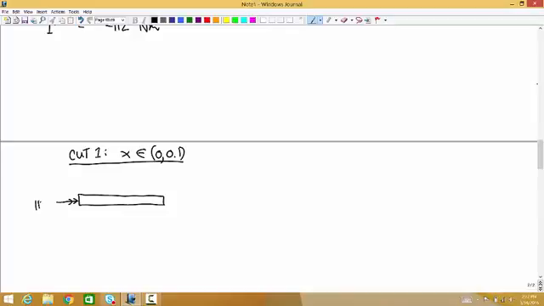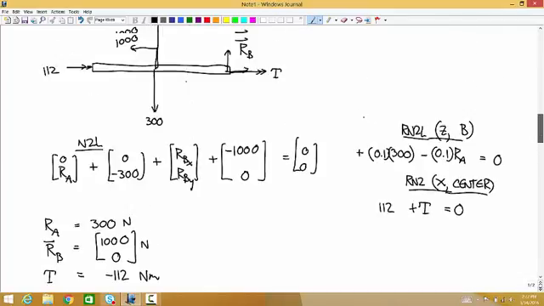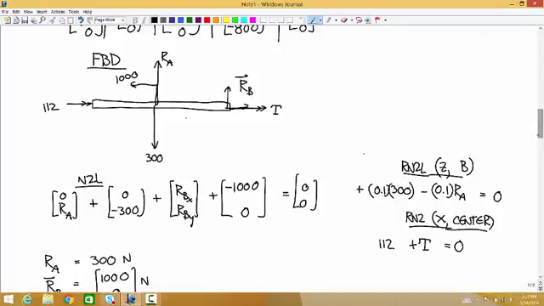There's a torque of 112. We haven't, so the right end is before we get to this stuff at the middle.